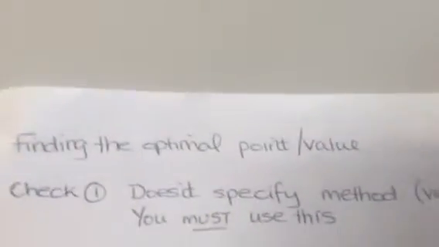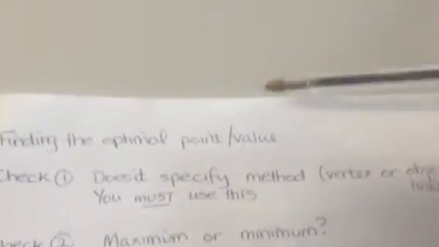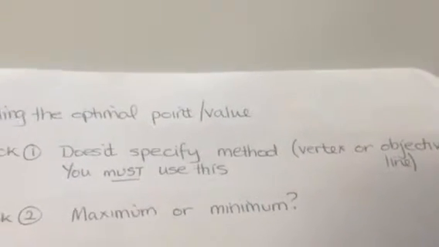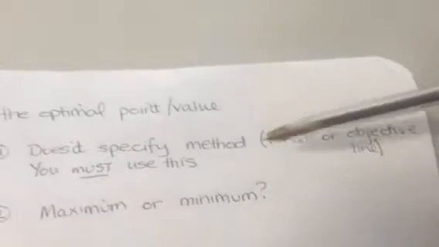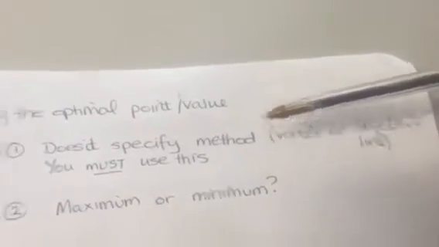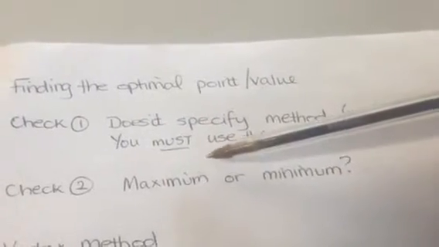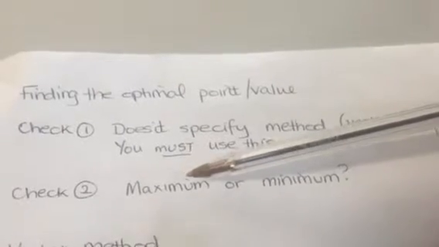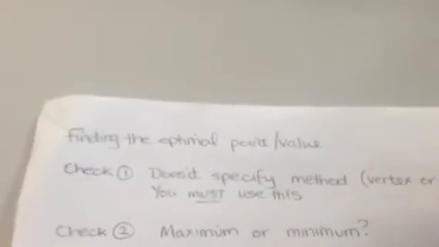You then move on to finding the optimal point or the optimal value. And on these things that you need to check, first of all, check, has it specified a method? If it tells you to do the vertex method or the objective line method, you must use a method that they tell you. And the check 2, have you made sure that it's the maximum or the minimum? It will usually tell you whether you need to maximise a function or minimise. Make sure you've picked the right value.